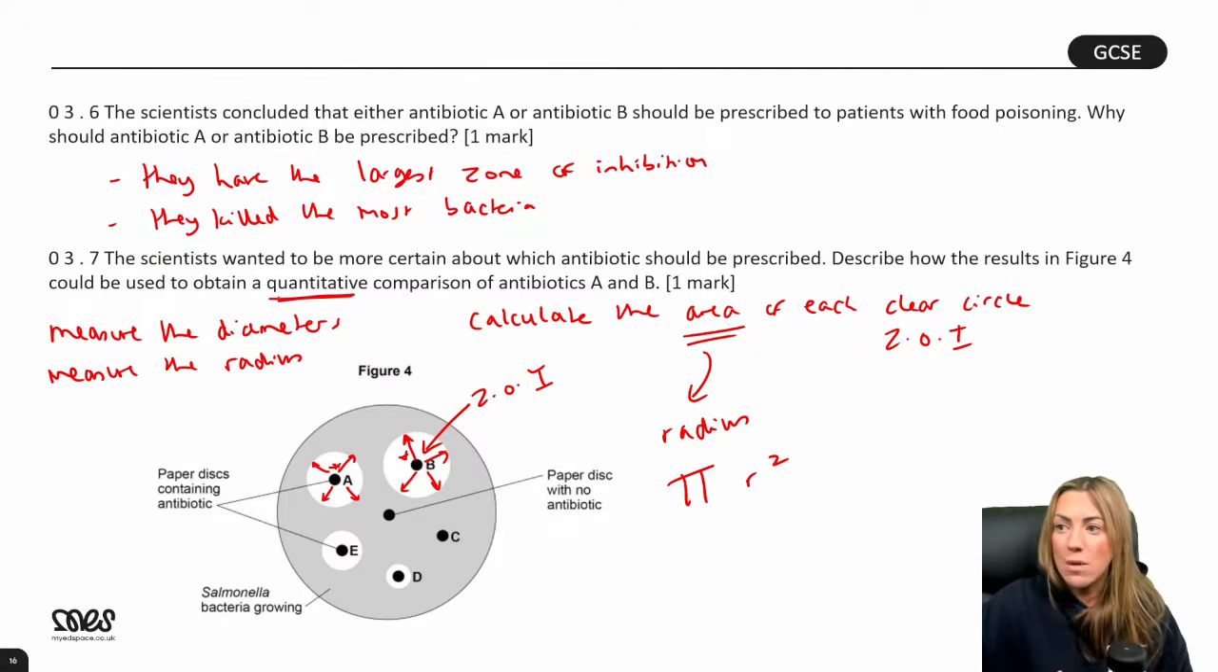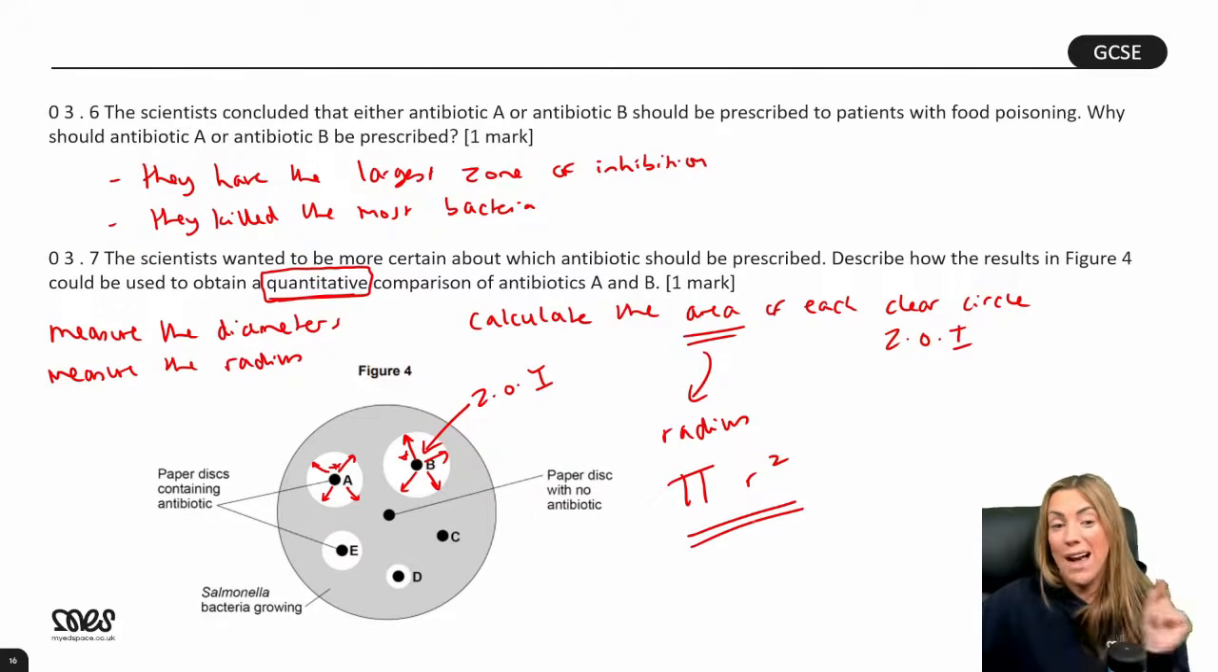But all it says is we want a quantitative or a numerical comparison. So we could simply just say, measure the diameters and compare them, measure the radius and compare them, or calculate the area and compare them, measuring the diameter or the radius of the zone of inhibition, the clear area where the bacteria have been killed. But you might have learned in school that once you've got the radius, you can do pi r squared to get the whole area of that zone of inhibition. Obviously, the one with the biggest area, the biggest zone of inhibition, is going to be the best one to prescribe because it's killed the most bacteria.